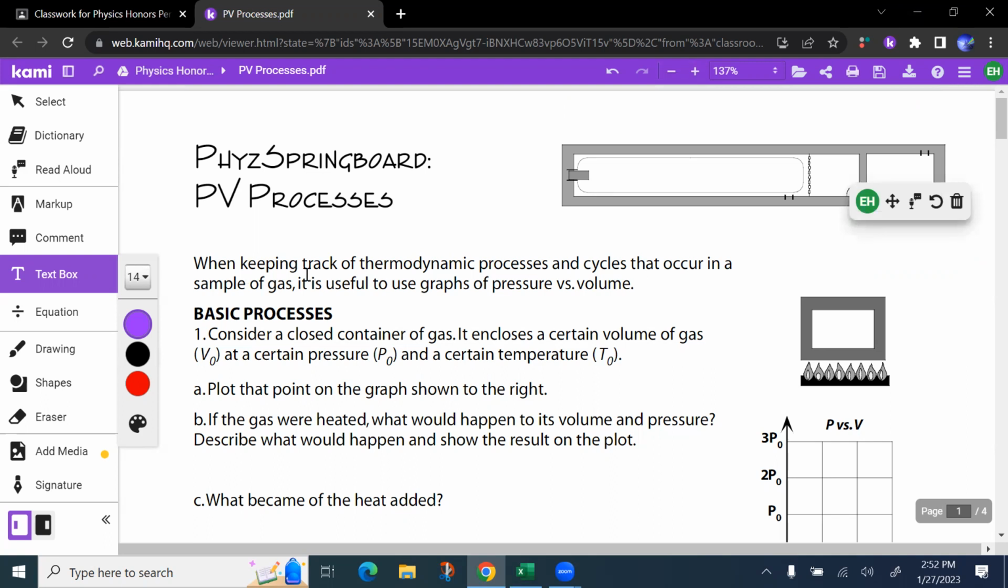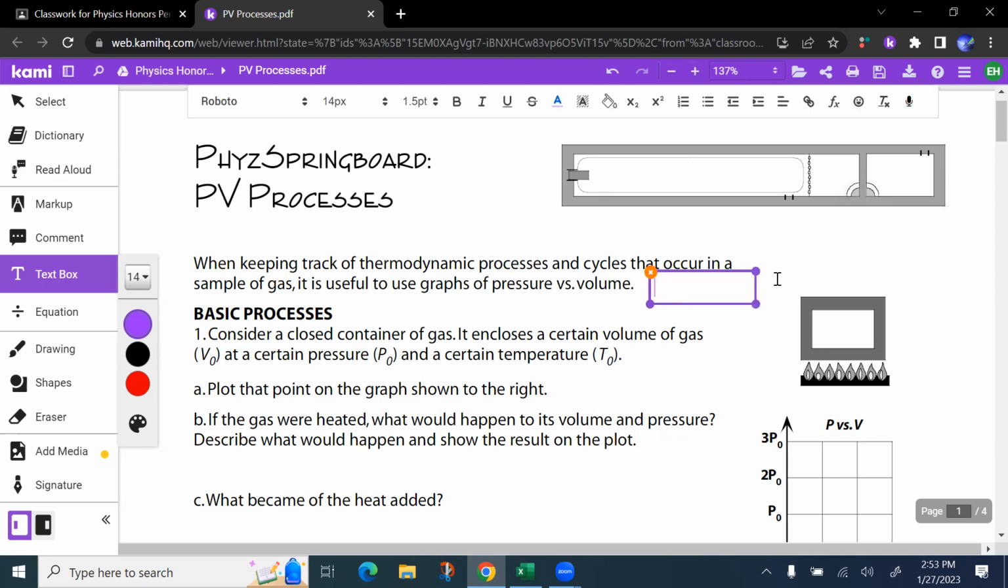When keeping track of thermodynamic processes and cycles that occur in a sample of gas, it is useful to use graphs of pressure versus volume. These are called PV diagrams.